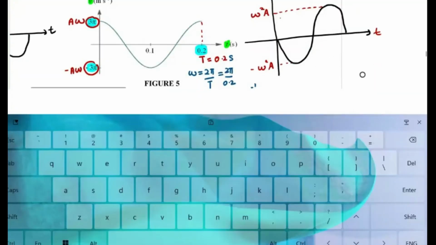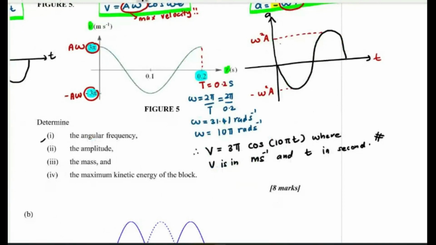Itu kalau dia suruh cari. Okay. Tapi soalan ni dia tak suruh cari. Dia suruh kira angular frequency. Kita dah kira tadi. Dah dapat. Amplitude boleh dapat tak? Nak kira amplitude? Boleh. Macam mana kita nak kira amplitude? Daripada graf tu A omega kan? A omega equal to 3 pi. Amplitude equal to 3 pi over omega, which is omega kita adalah 10 pi. Kita dapatlah 0.3 meter. Unit dia kena betul lah. Jangan sentimeter pula. 0.3 meter.